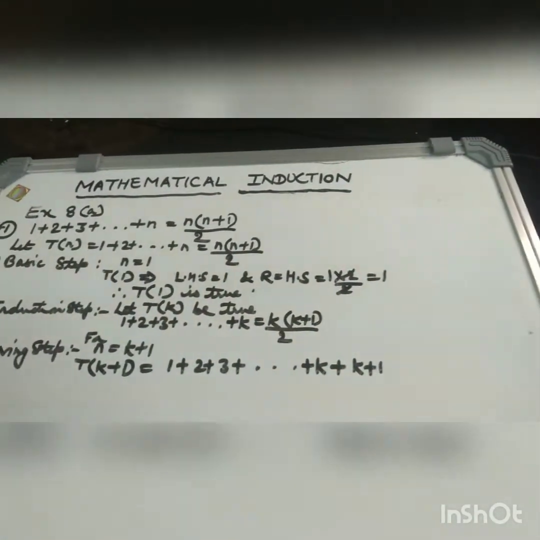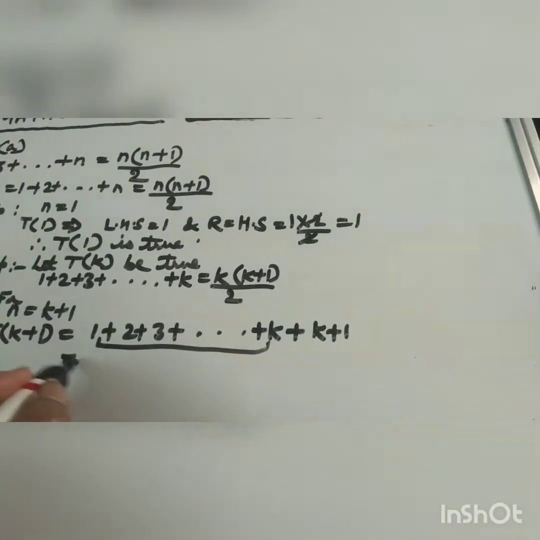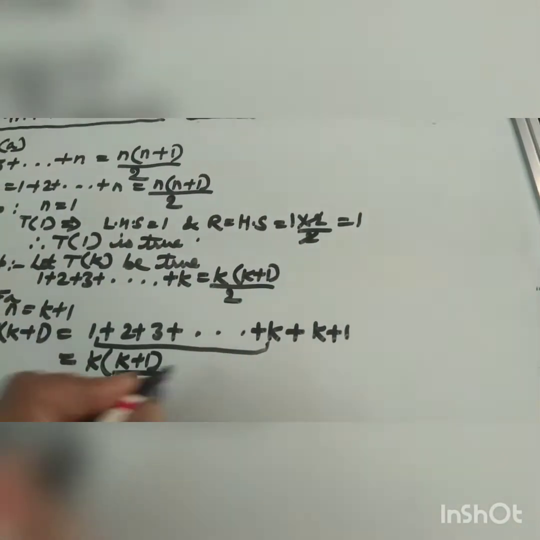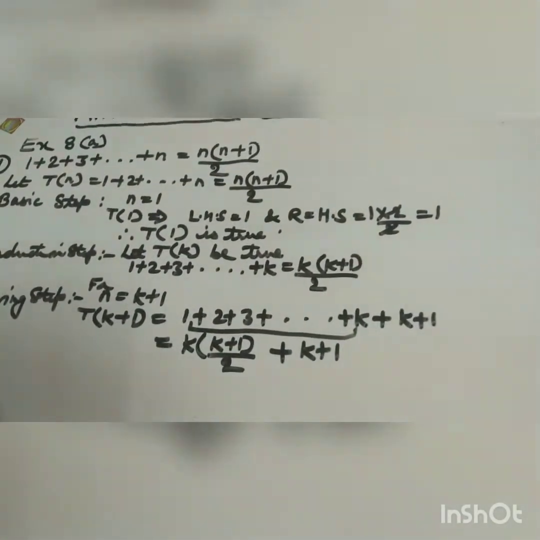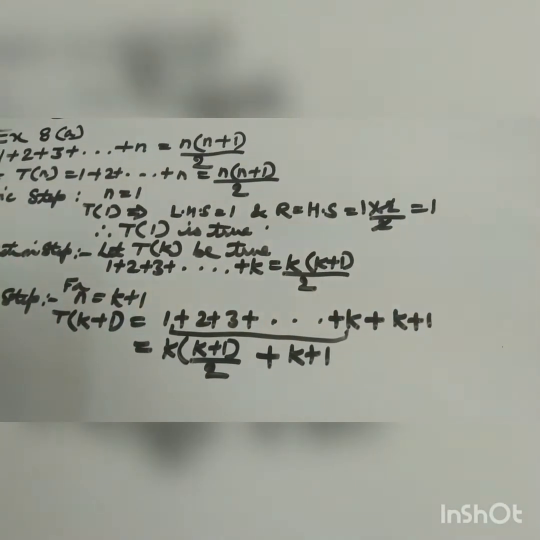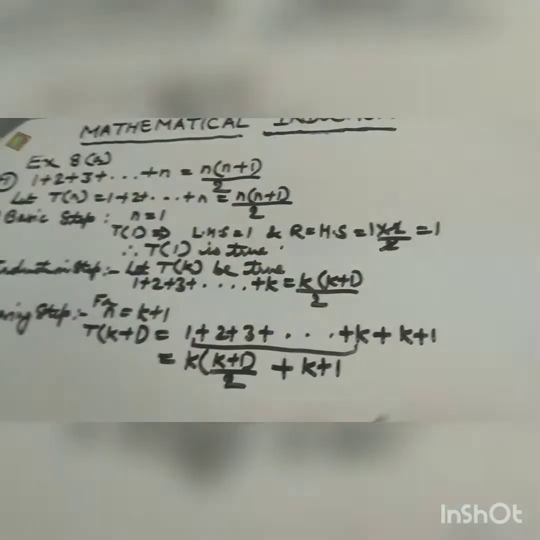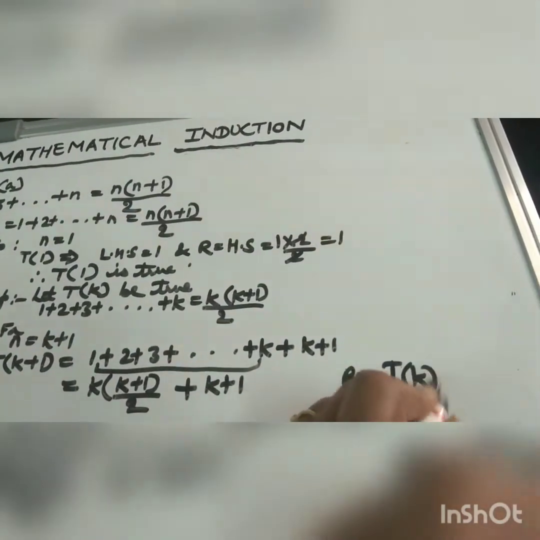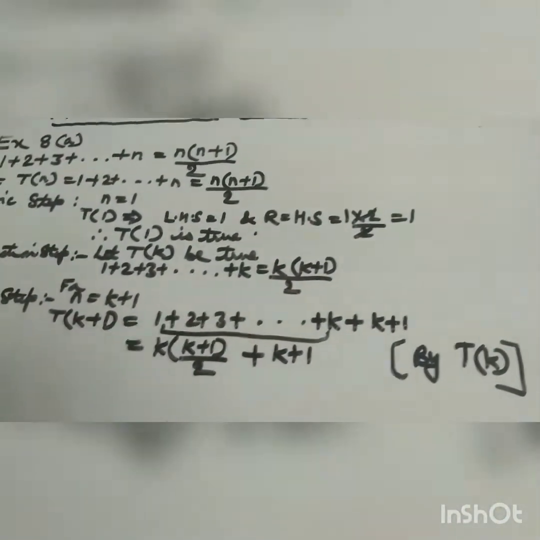This is okay. Now 1 plus 2 plus 3 up to k by Tk is equals to k into k plus 1 by 2. And last step, k plus 1, obviously term is to be written. I hope you understood what I have written, how I have written. Because we have assumed 1 to k as k into k plus 1 by 2 by Tk. If you are not clear, you can write here by Tk. This step is coming by Tk.